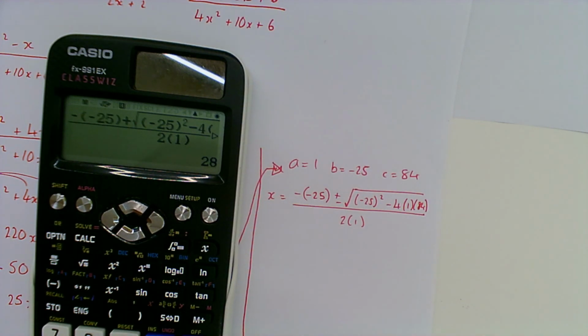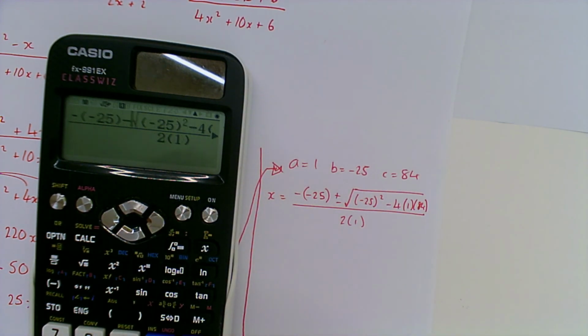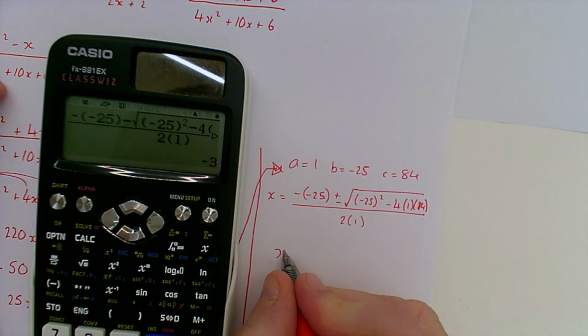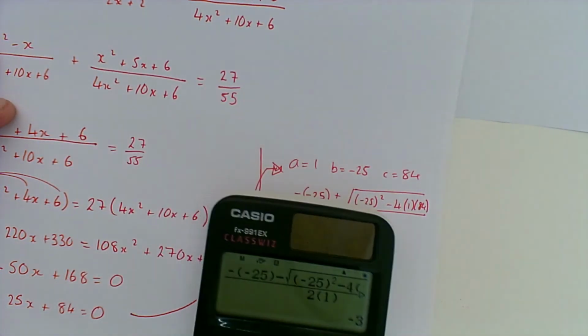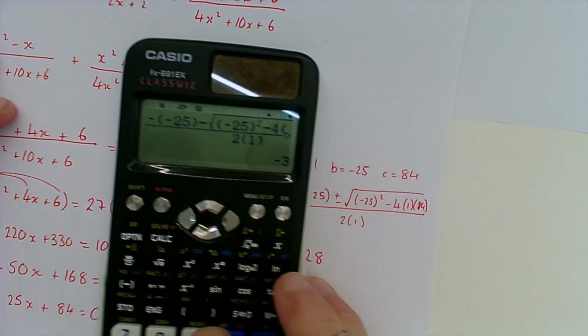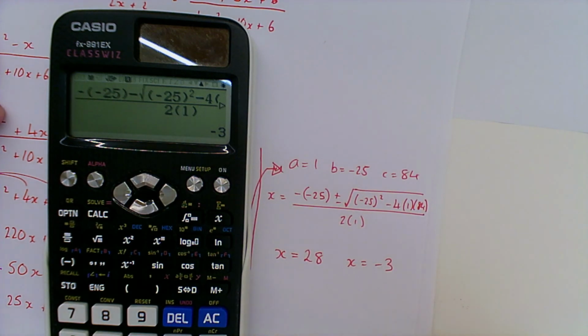Got to think now. I think I've made a mistake. Let me try the other one. Minus 28 and negative 3. Okay, yeah, we'll go with that. They make 25. So x equals 28. I made a mistake somewhere in here. Plus 84. No, it must be that one. And x equals negative 3.